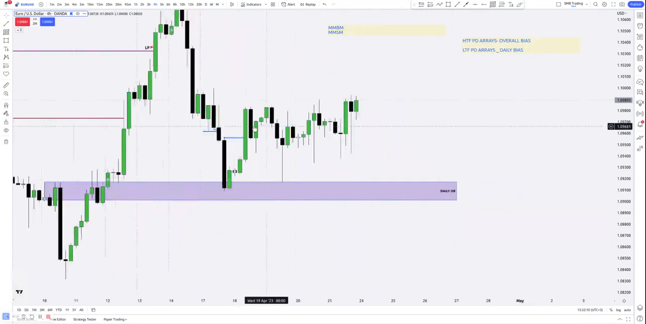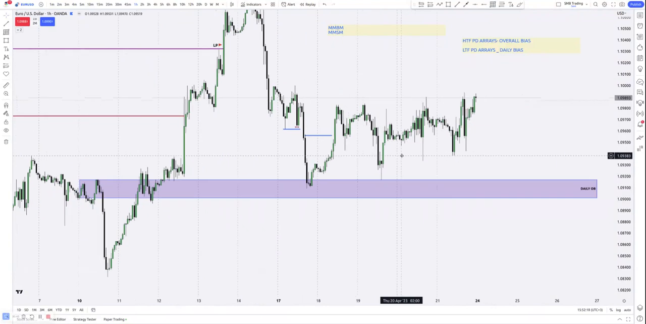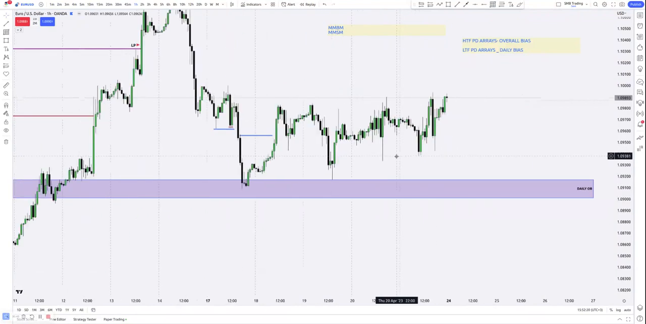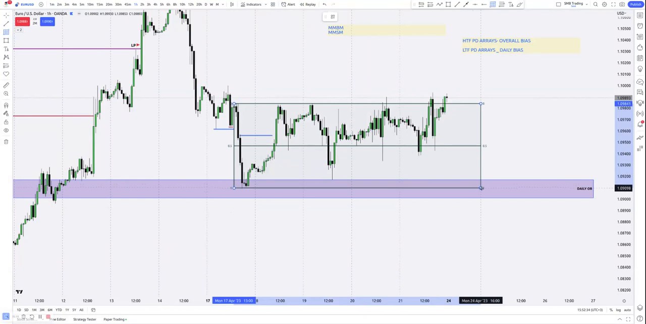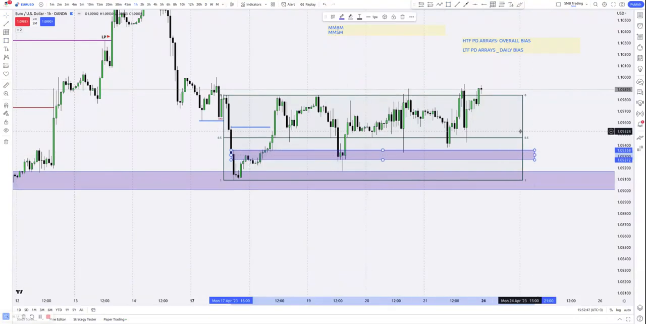Back to H4. One, two, three. These are bullish order blocks. But we need to utilize the order block that is in discount. So we use the fib from here to down. This is the equilibrium. So we ask ourselves, which candlestick, which order block is in the discount? This one here. This one.